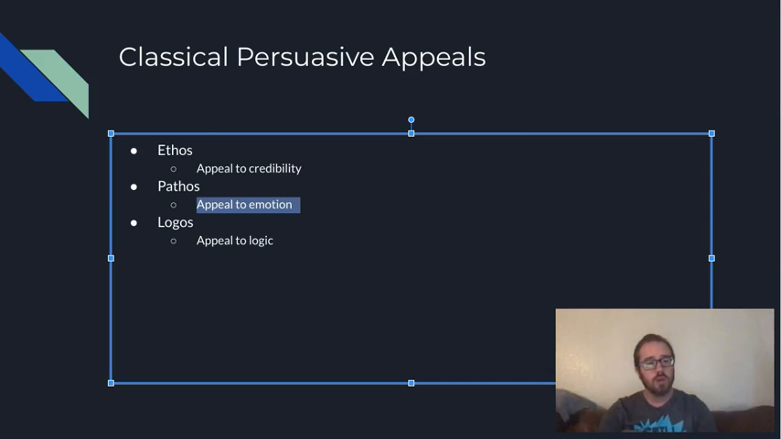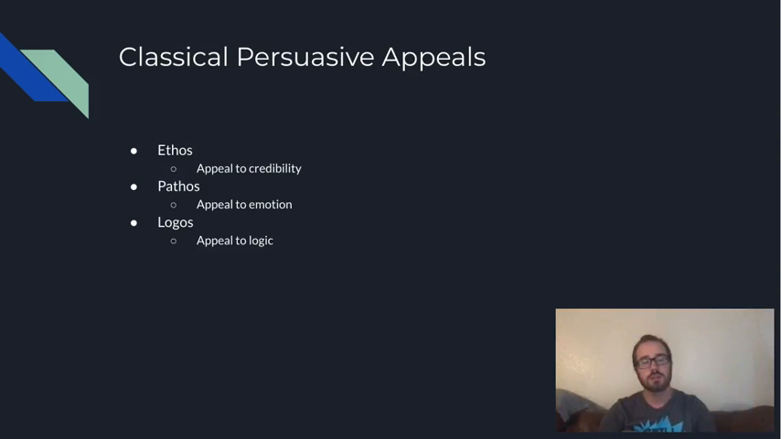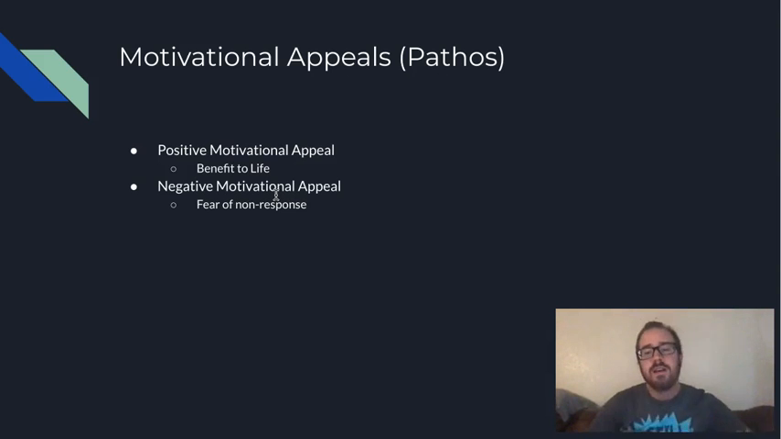So, armed with these persuasive appeals, our next question becomes, how do we break down each of these three a little farther, right? How do we more pragmatically use these appeals? So I want to talk about motivational appeals. It is a subset of pathos, and basically, there are two major types of emotional appeals or motivational appeals that we can utilize. There are positive and negative. So easy to remember, positive, negative, they're opposites.